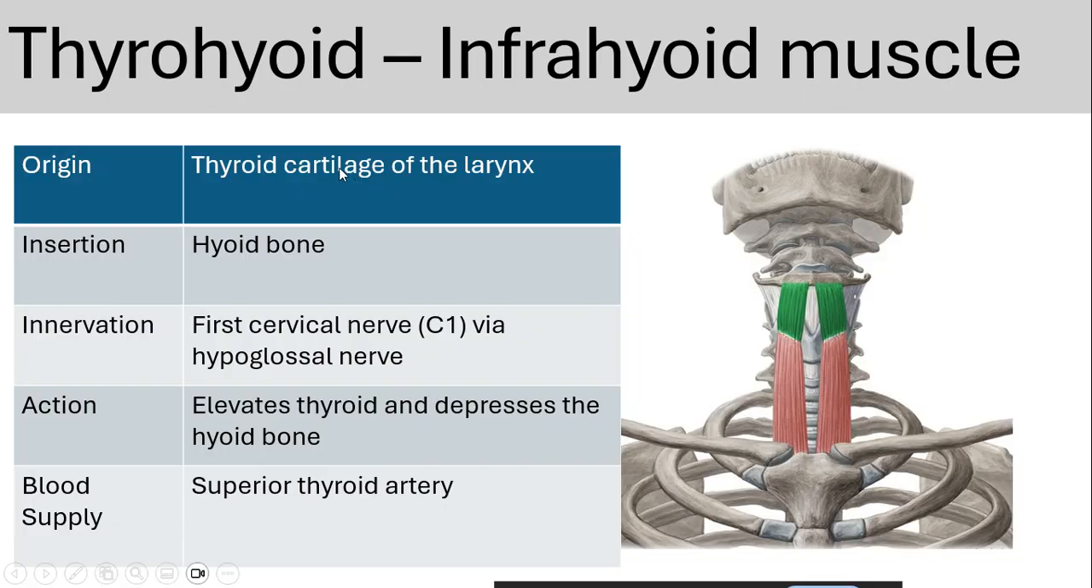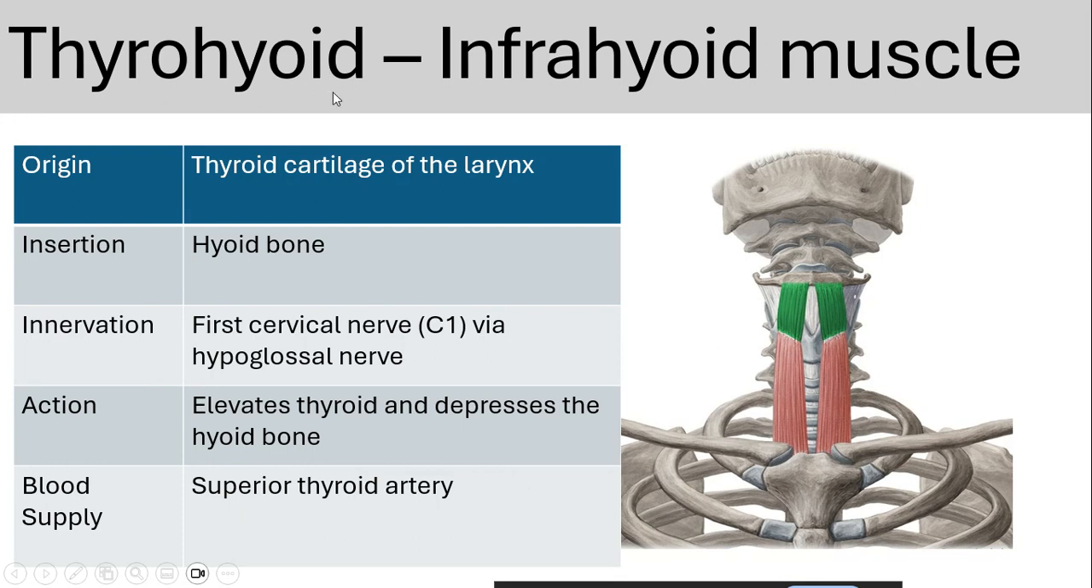Thyrohyoid, an infrahyoid muscle, inferior to the hyoid bone. Origin is the thyroid cartilage of the larynx, somewhere in the middle, right here. Insertion is the hyoid bone. Innervation is the first cervical nerve, C1, via the hypoglossal nerve. Action is it elevates the thyroid and depresses the hyoid bone. Blood supply is the superior thyroid artery.